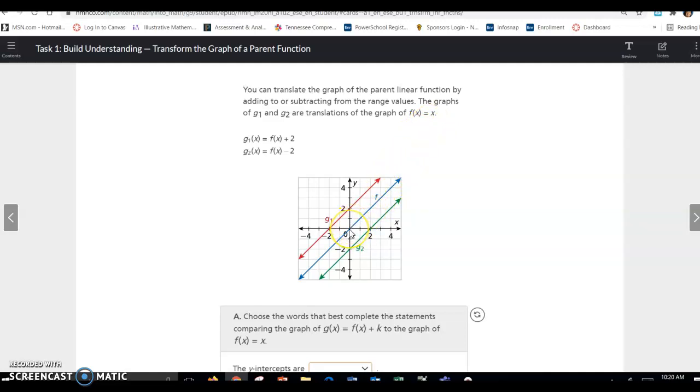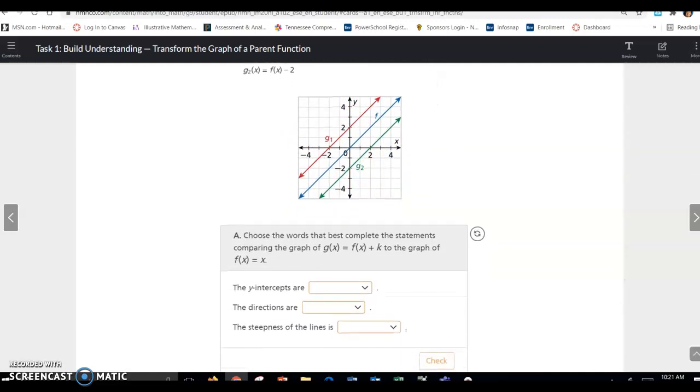All right, so what they're going to do is take the parent function, and for g, they are going to add 2. And you can see how that plus 2, just like in the last section, just shifts the graph up 2. And then when you subtract 2, the green one, it shifts it down 2. So these are called a family of functions because they have similar characteristics.